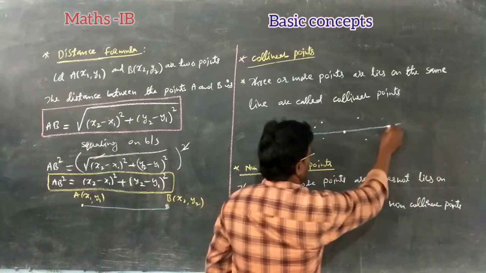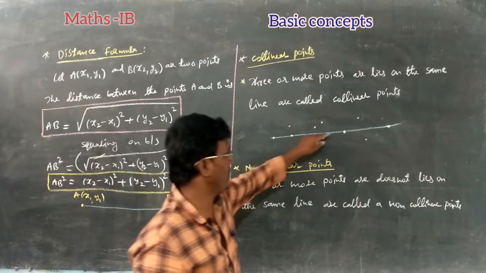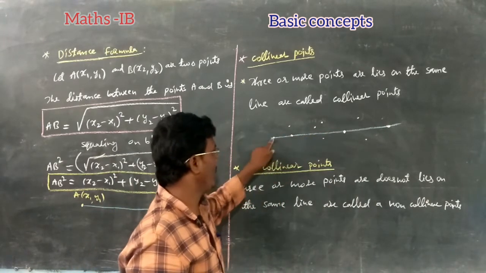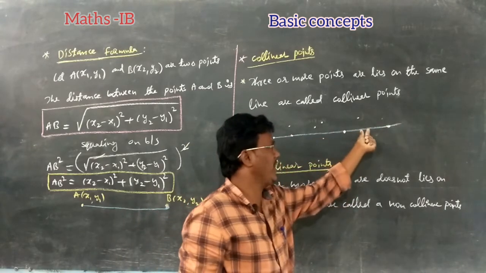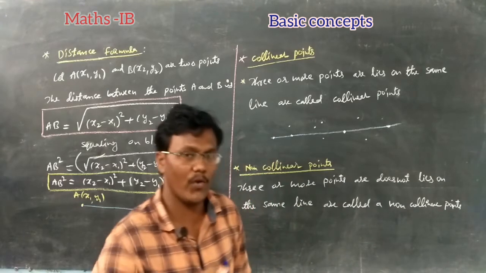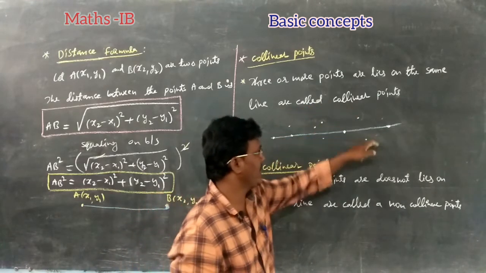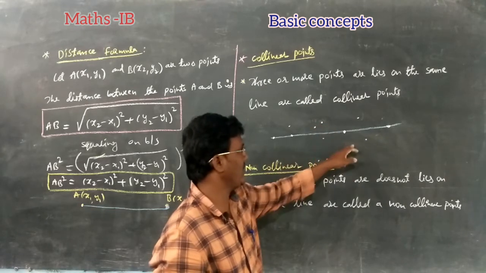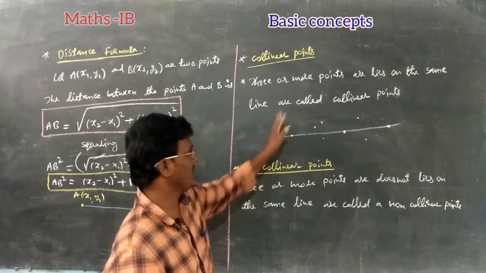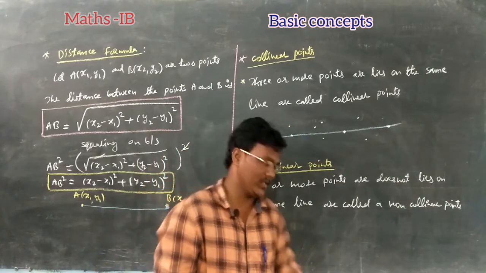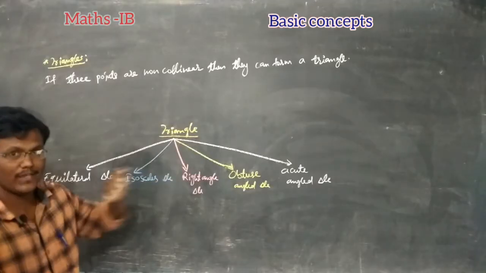Observe here. How many points lie on the same line here? This is the one line. 1, 2, 3, 4. So these points lie on the same line. So these 4 points are collinear points. Now observe the remaining points here. These points do not lie on the same line. So these are called non-collinear points. Okay, did you understand?